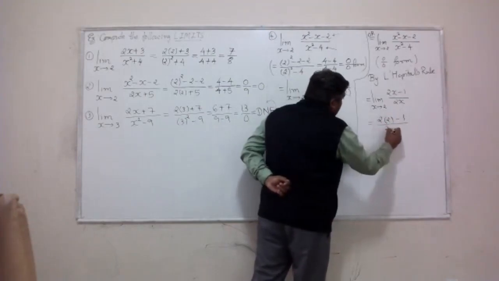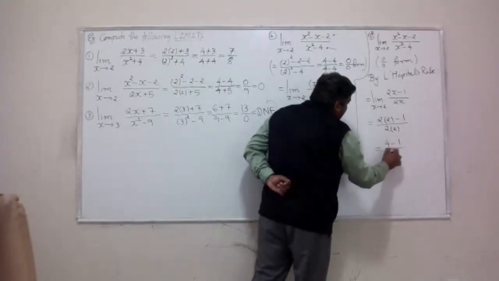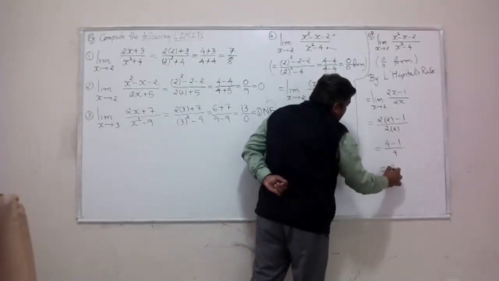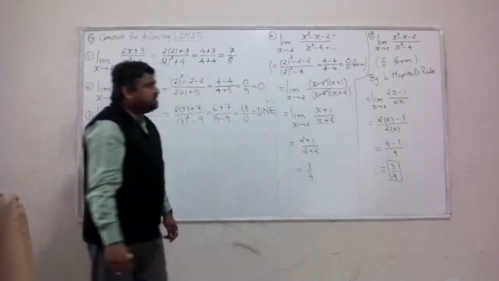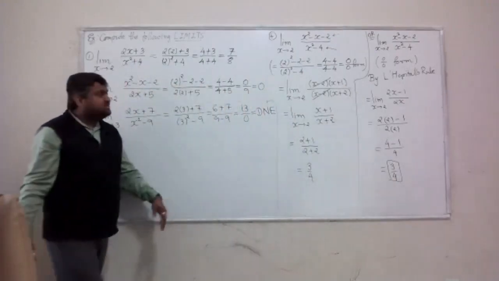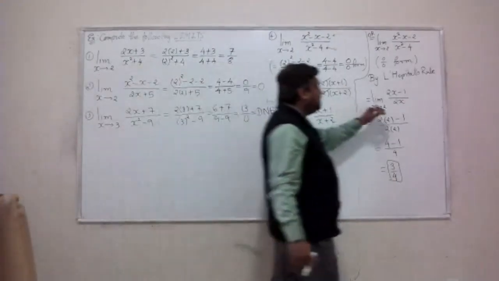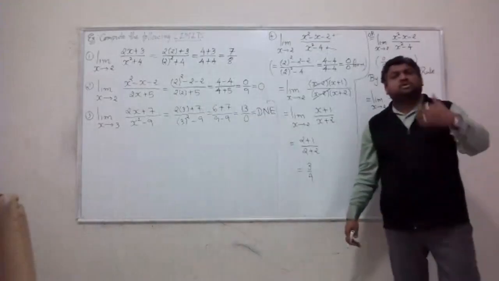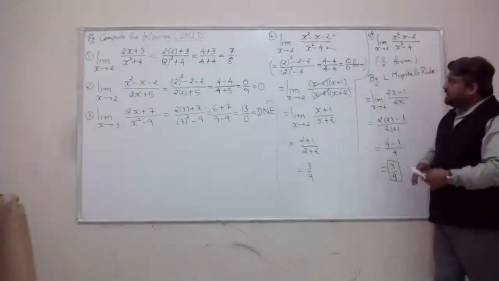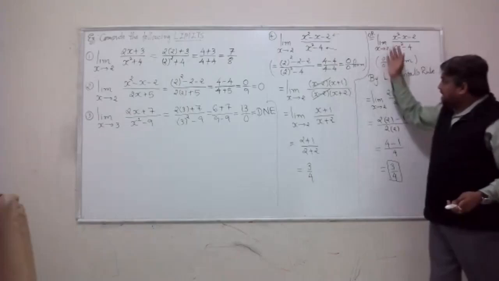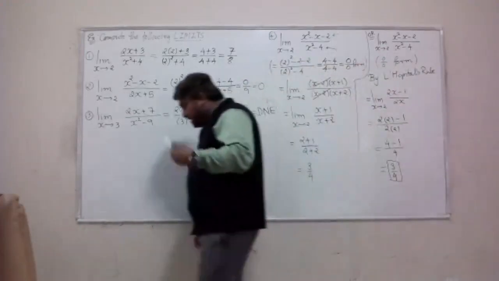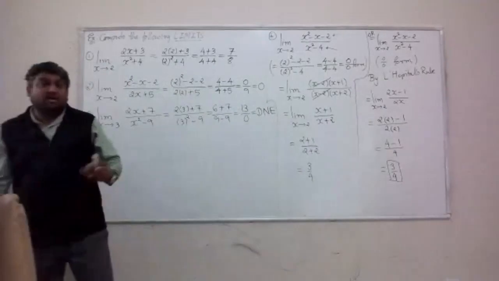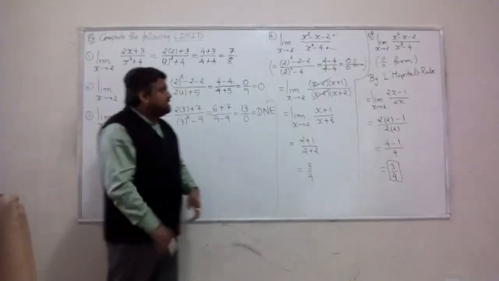Replace x by 2 in the top and the bottom. I get 4 minus 1 in the top, 4 in the bottom. Looks like we end up getting exactly the same result. As I said, the reason why I keep these two methods side by side is to show you how L'Hopital's rule can be used over the traditional technique, right?